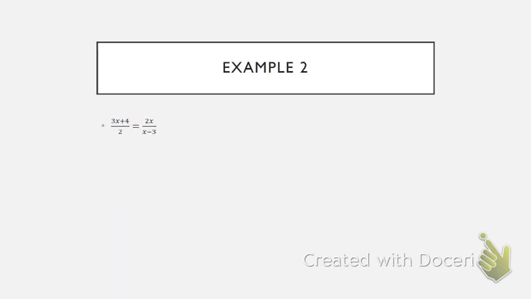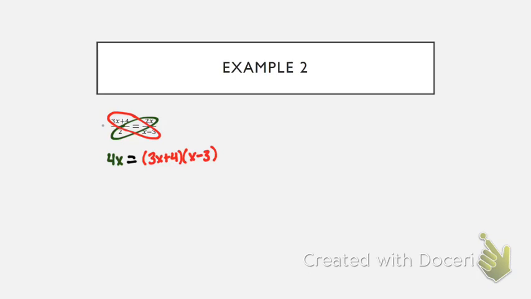Our second example is the same idea, but a little more involved. So we cross multiply. We have 4x equals, and this is why it's a little more involved, (3x plus 4) times (x minus 3).